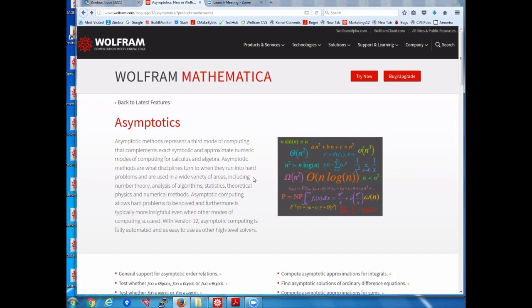And the plan is that I'll first run you through the whole features page and show you what we have done from a broad perspective. And then you'll have a chance to see a demo from Itai. So the first question is, we're talking about asymptotics. So what is asymptotics? Well, to me, asymptotics is a third mode of computing.